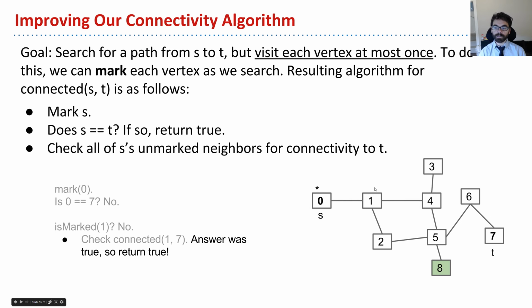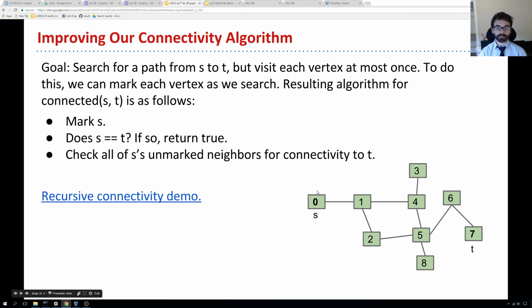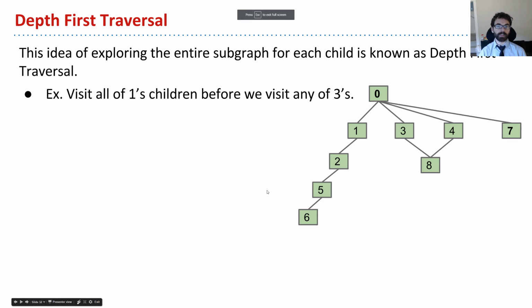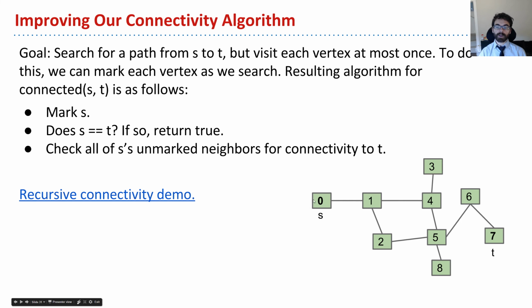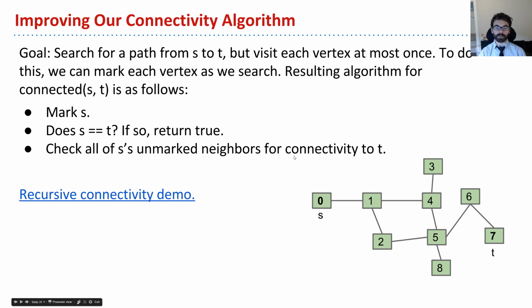We did it. We found that 0 and 7 is connected, and that right there is one way to do connectedness. Now, there are many others, and you might have had some issue with the fact that we kind of went down this blind alley, but it turns out that this is a rather popular and powerful algorithm, and it's known as depth-first search, by the way. So this idea of exploring the entire subgraph for each child, if we think about the process that we went through, is known as depth-first traversal.